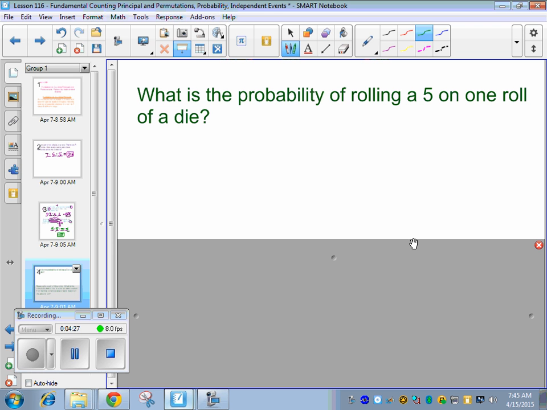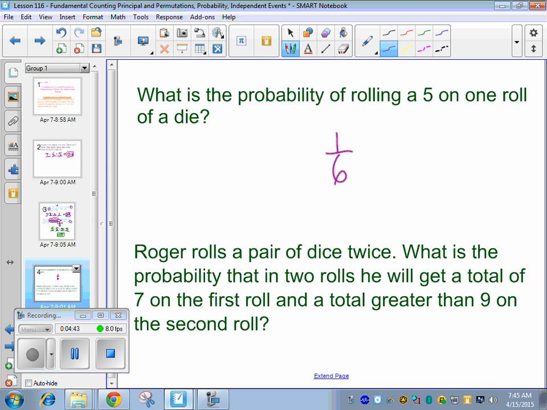This one you guys have been doing forever. This is really easy. What's the probability of rolling a 5 on 1 roll of a die? What do you guys think? 1/6. That's pretty awesome. 1 out of 6. There are 6 sides, so 1/6.